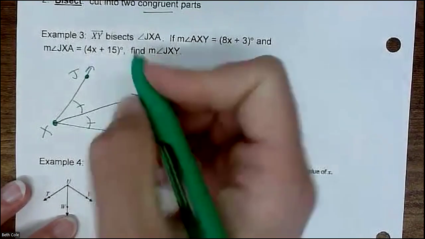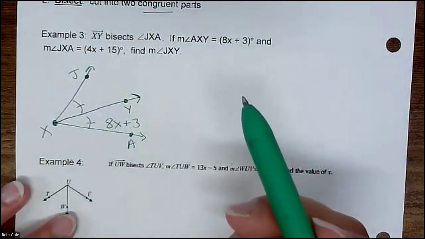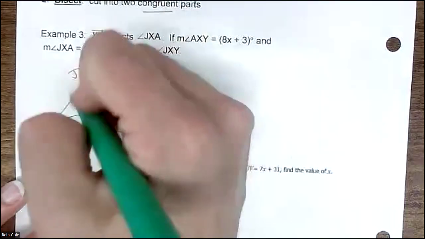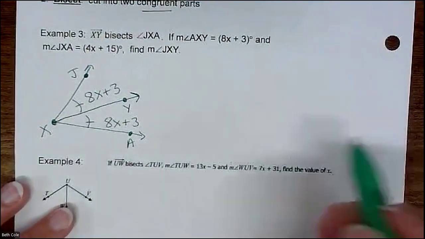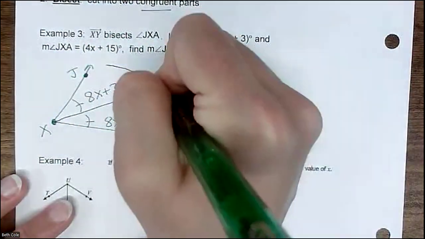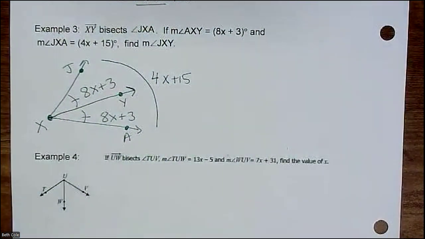AXY, so that's this one here, is 8x plus 3. And then that means this is also 8x plus 3. They're congruent. And it says JXA, which is the whole thing, is 4x plus 15. So we want to use our common sense, just like we did on the other side of the paper, and set up an equation. Go ahead.